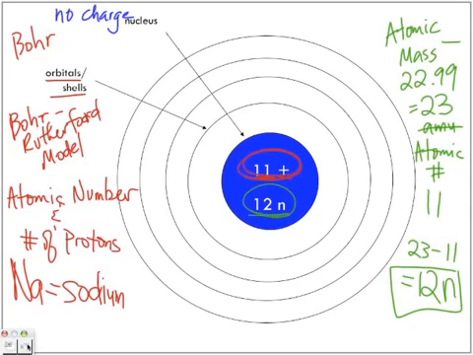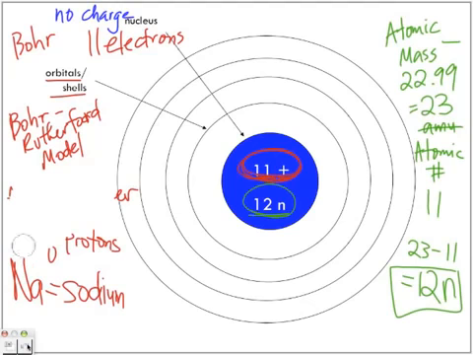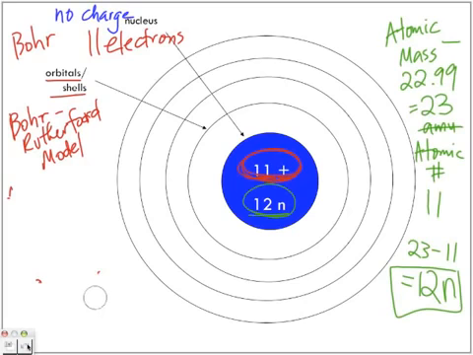Which means if it's neutral, with no charge, and I have 11 protons, I will also have 11 electrons. Now, how do I draw these electrons? As I said in the previous lesson, the number of electrons can be drawn as such.